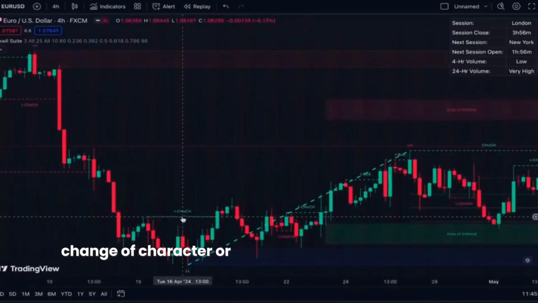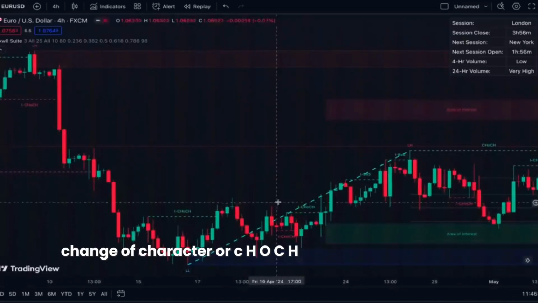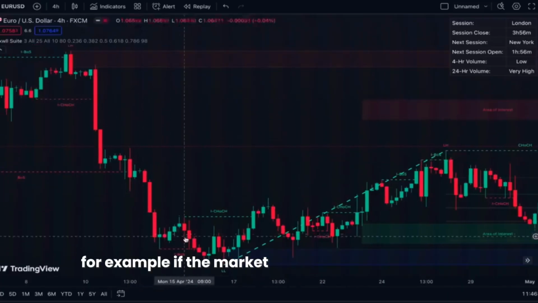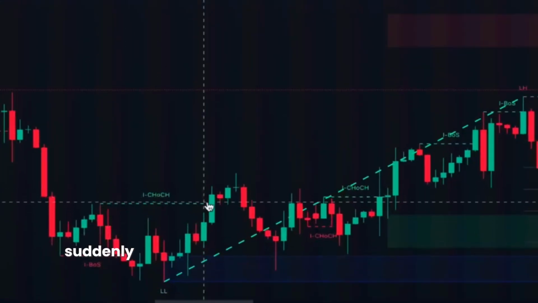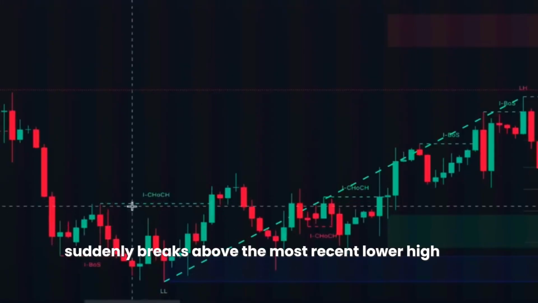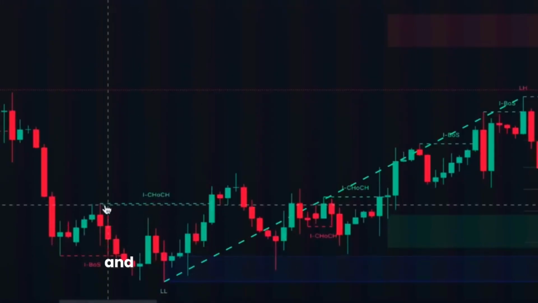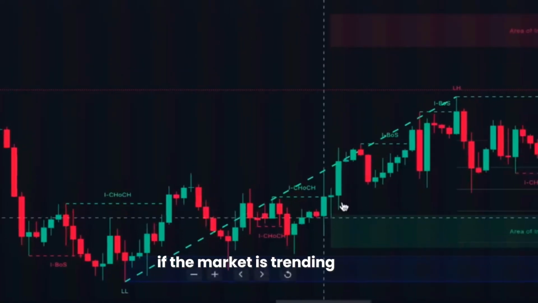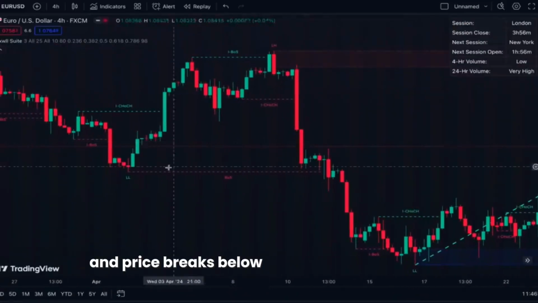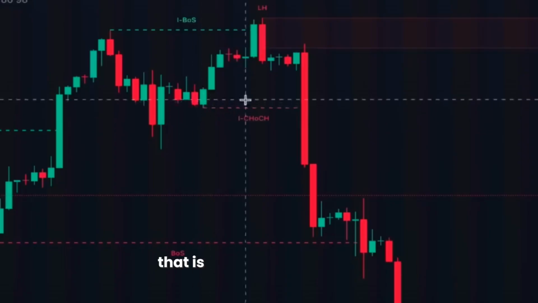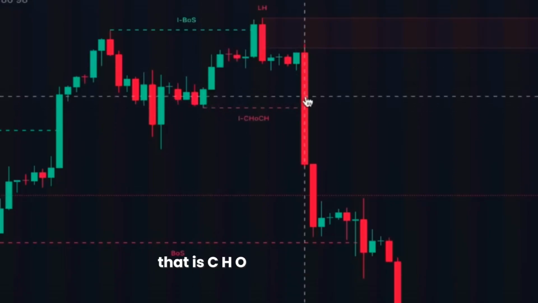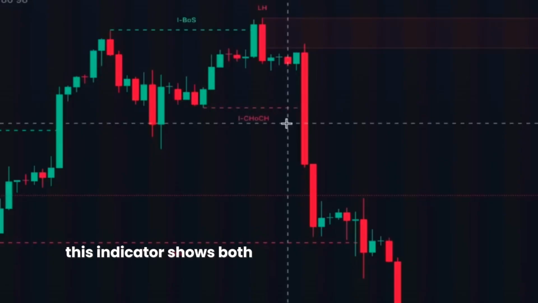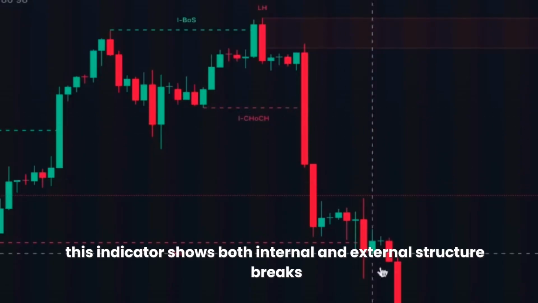Change of character, or CHOCH, signals a possible market reversal. For example, if the market is in a downtrend and price suddenly breaks above the most recent lower high, that's CHOCH, and it suggests a shift into an uptrend. Likewise, if the market is trending upward and price breaks below the most recent higher low, that is CHOCH to the downside. This indicator shows both internal and external structure breaks.